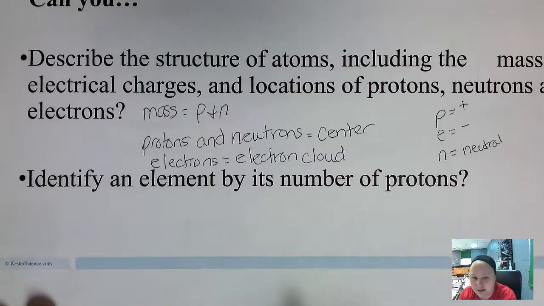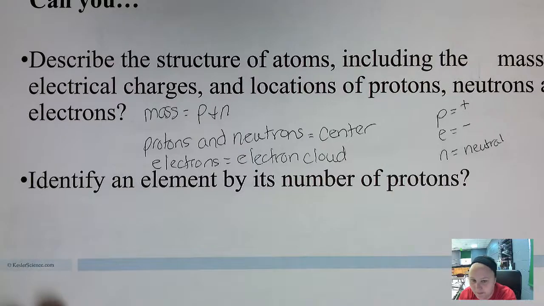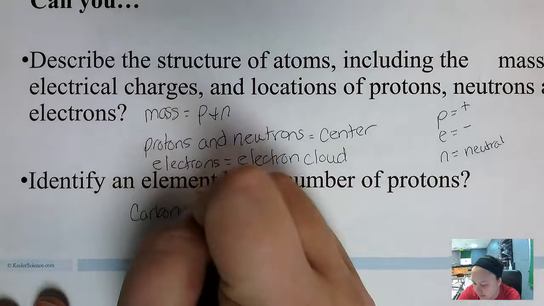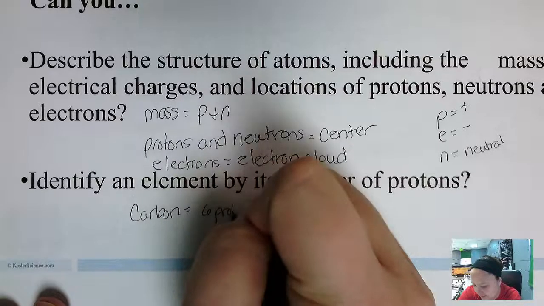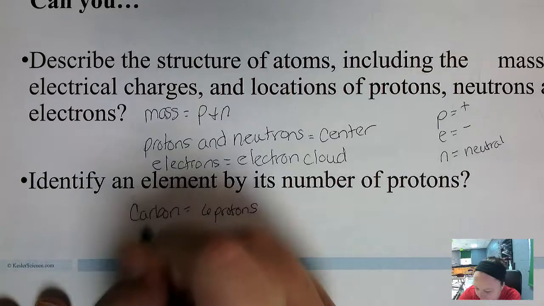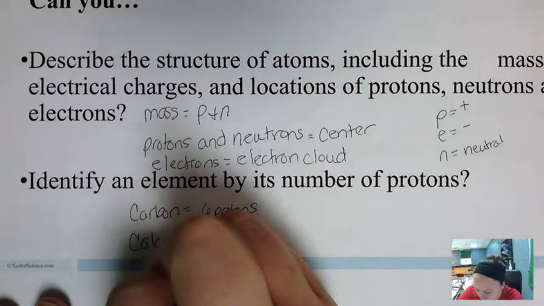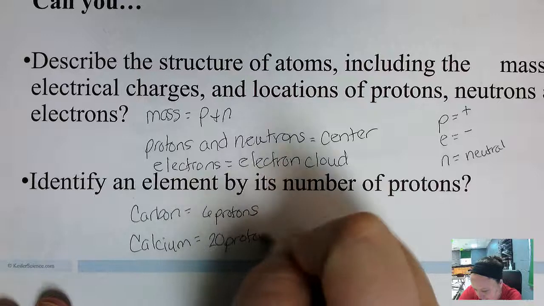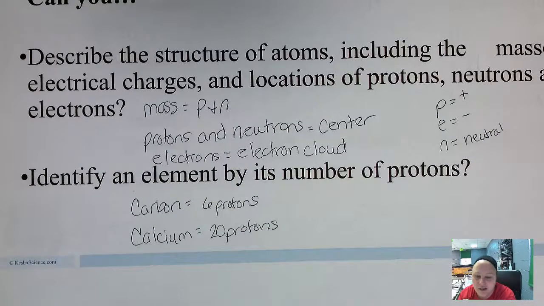The second, identify an element by its number of protons. So an element's identity comes from the number of its protons. So for carbon, it always has 6 protons. If we look at calcium, let's do calcium. It has 20 protons. So elements are always identified by the protons, because if you change or add a proton or take a proton away, you're changing the identity of that element.